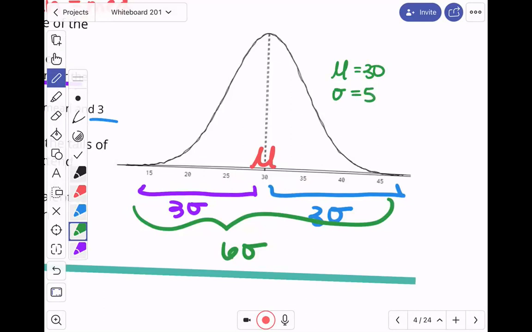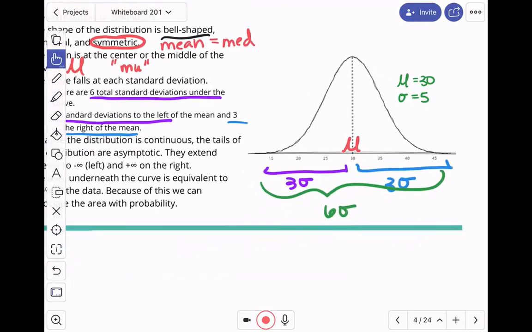Do we see how we got that? Mean, center of the curve. Standard deviation: there are 3 to the right, and these are all increasing by 5, so the standard deviation is 5. There are 3 to the left, and these are all decreasing by 5, so the standard deviation is 5. All right, so that's what we're doing with this curve.